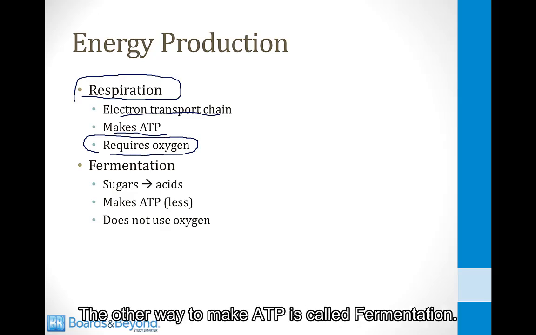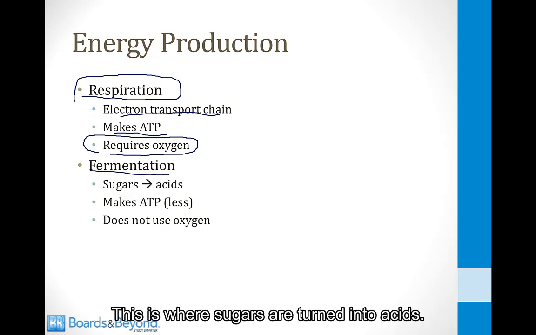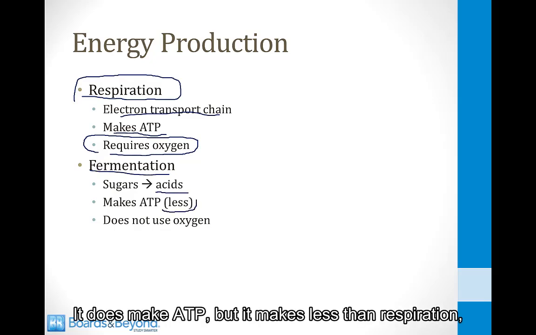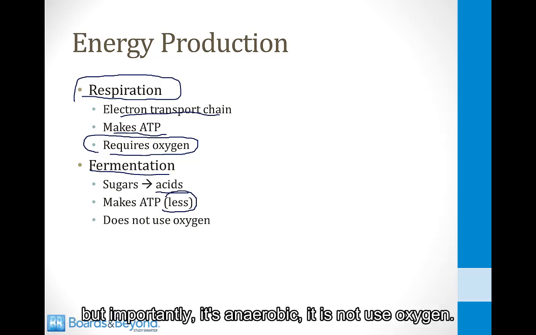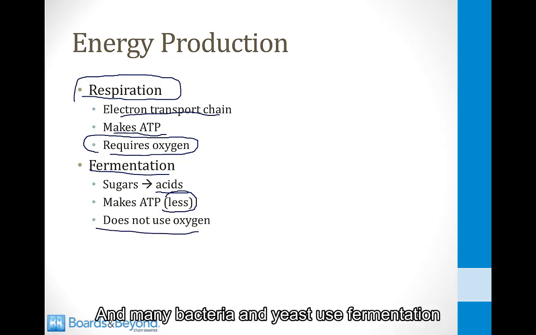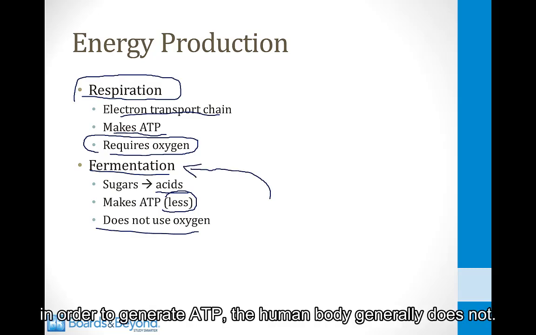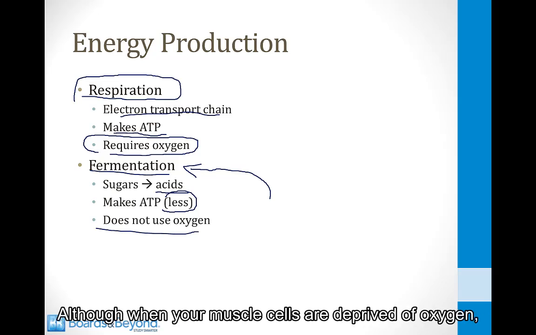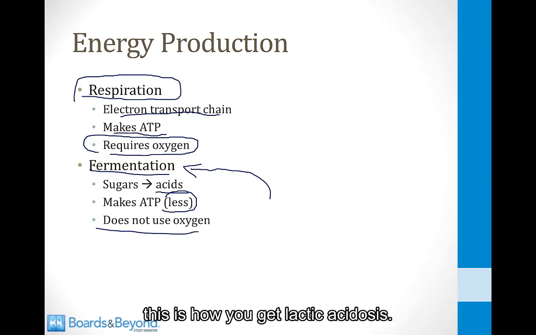The other way to make ATP is called fermentation. This is where sugars are turned into acids. It does make ATP, but it makes less than respiration. But importantly, it's anaerobic. It does not use oxygen. And many bacteria and yeast use fermentation in order to generate ATP. The human body generally does not, although when your muscle cells are deprived of oxygen, they can do a form of fermentation. This is how you get lactic acidosis.